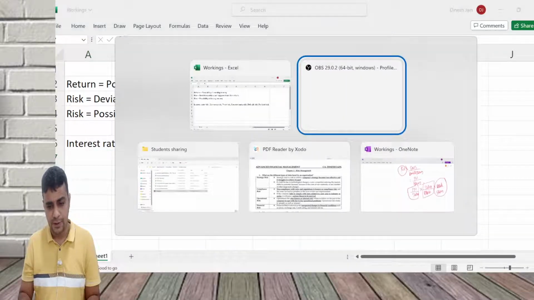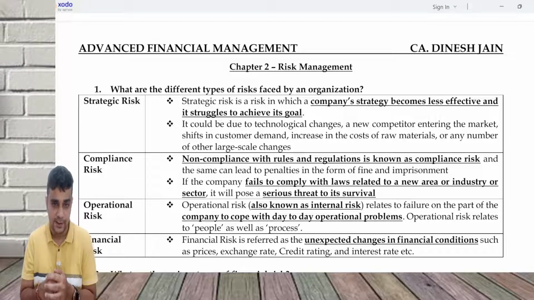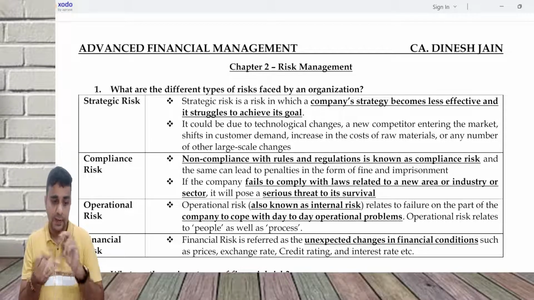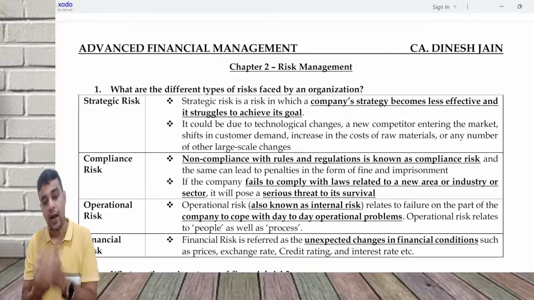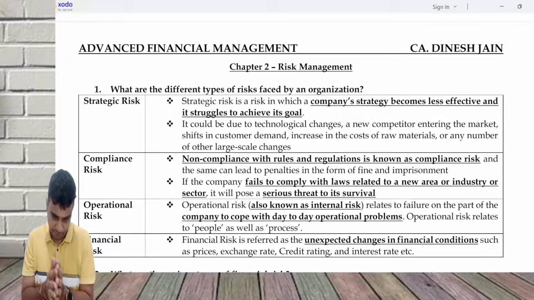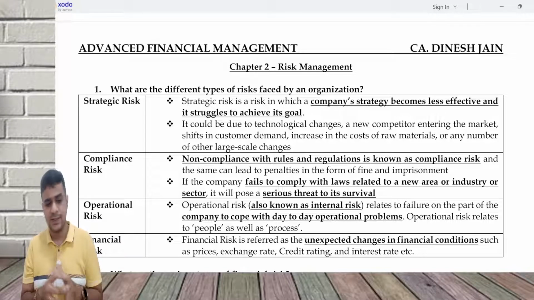So in this chapter, first we are learning what are the different types of risks faced by an organization. Whatever category I said, I can broadly categorize them into four: strategic risk, compliance risk, operational risk, and financial risk. Now, the focus in this chapter will be more on the financial risk side, but let's discuss all the four.